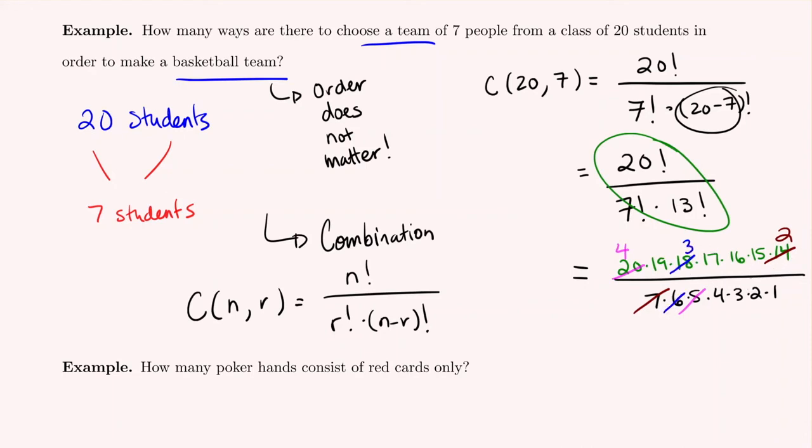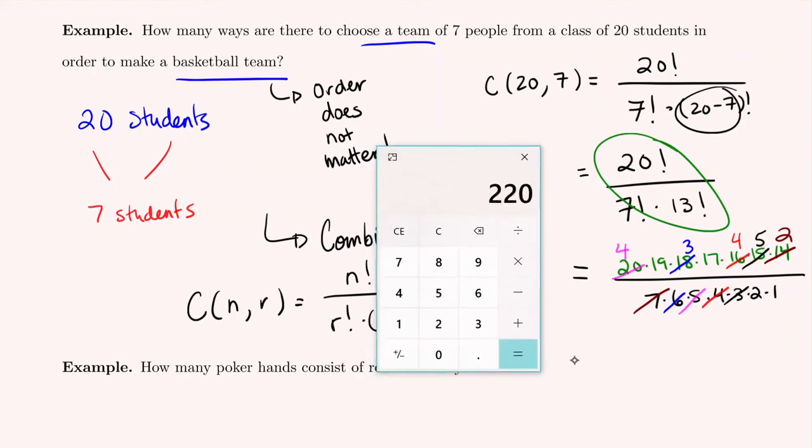Now this is not necessary. You could have just typed it in as it is. This might make my calculations a bit easier though. 16 and 4 goes into 16 4 times. And then finally I think I could get 3 goes into 15 5 times. So this will give me a smaller number where I have 4 times 19 times 3 times 17 times 4 times 5 times 2. Everything at the bottom canceled except 2 times 1.